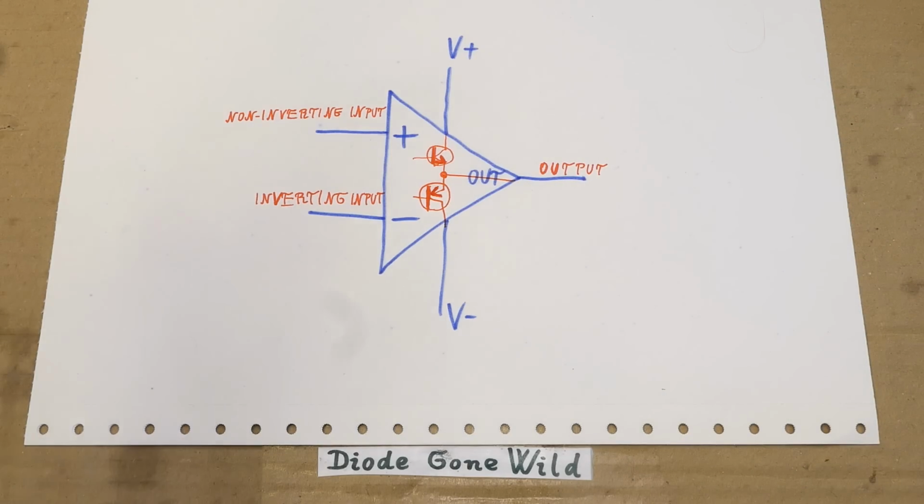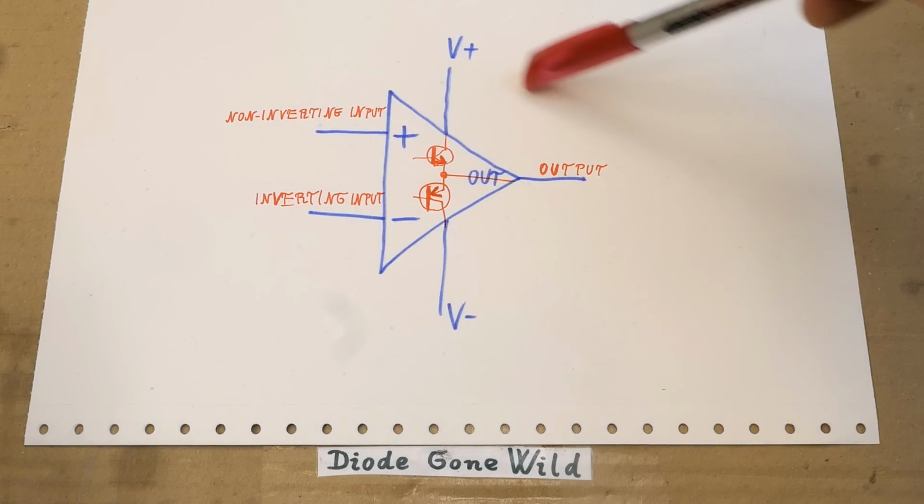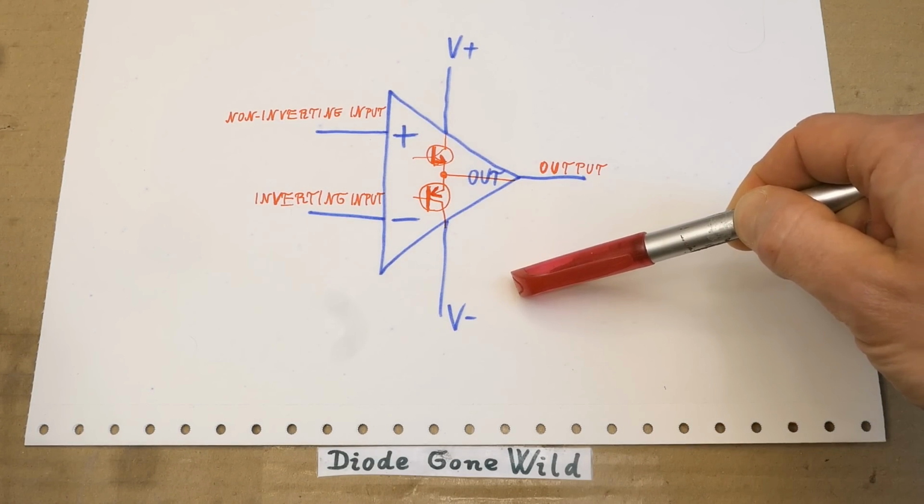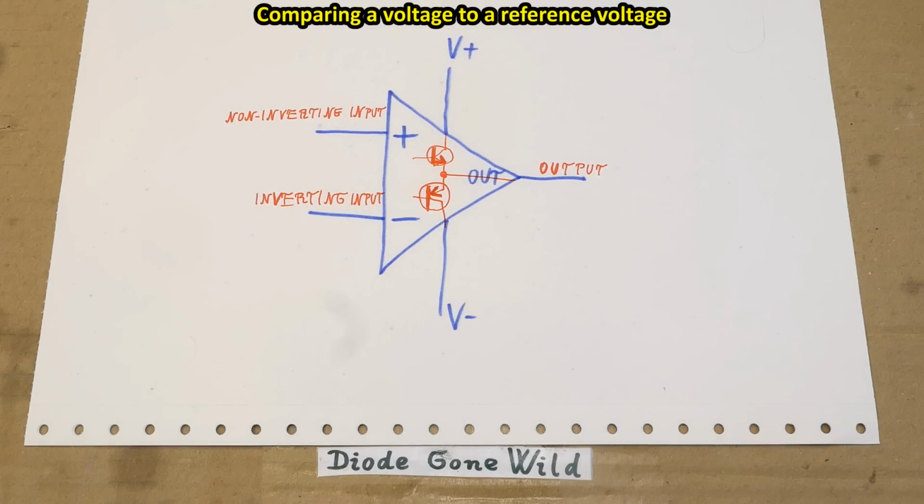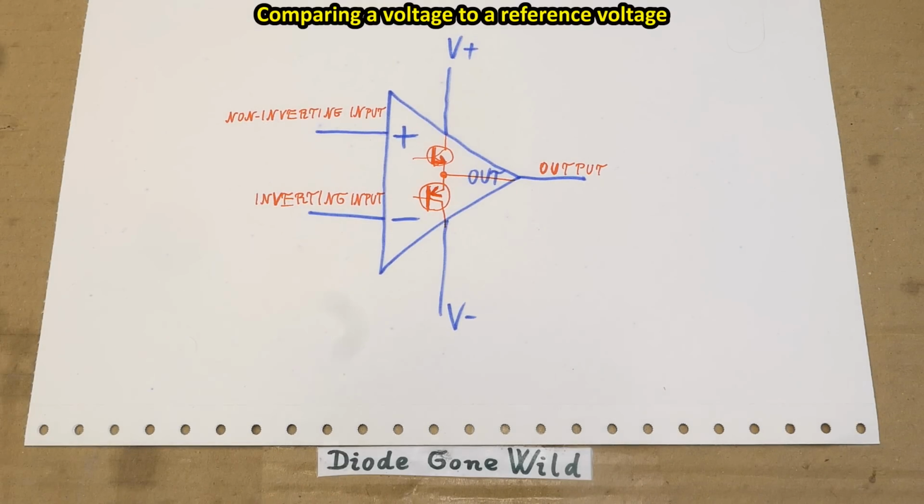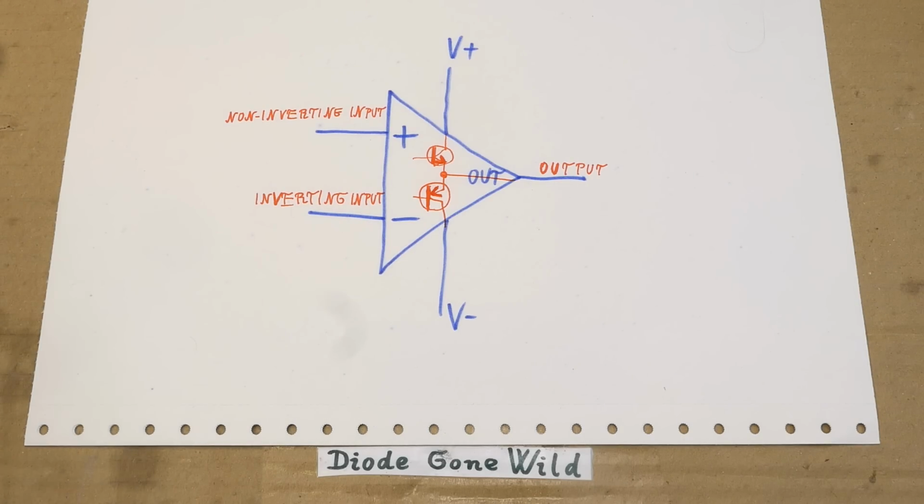A comparator typically compares two voltages at the inputs and has no feedback from the output to the inputs. And its output is either high or low. It's not working in the linear region. Comparators can be used for an overvoltage or undervoltage protection, to indicate a low battery voltage, to stop charging a battery when it's full.